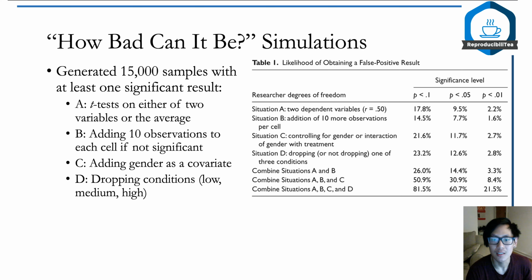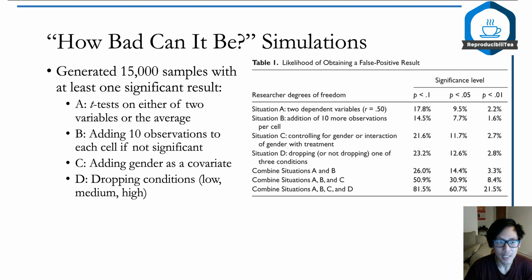And you can see here in the table the likelihood of obtaining a false positive result. If you take two dependent variables, they're correlated by 0.5 here, by choosing which variables to run t-tests on, you can double your false positive rate. You can see here the column p less than 0.05. The likelihood was 9.5% in these simulations. So the false positive rate was 9.5.